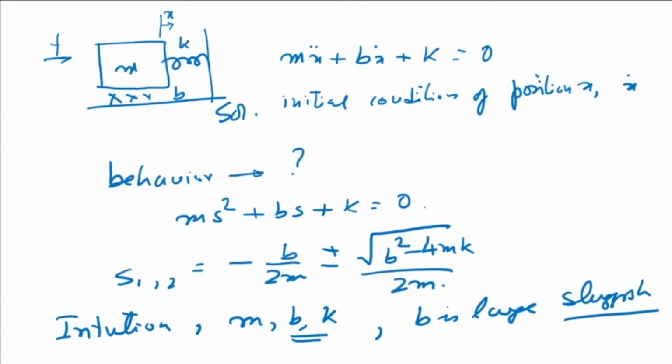Okay. So the solution of this equation tells us that there are two roots, and in the two roots there is a b squared minus 4mk under a square root. So essentially the system is going to behave depending on the values of b squared minus 4mk. Okay, and what are the three ways by which this fellow can behave? That is, the roots are real and equal, real and unequal.